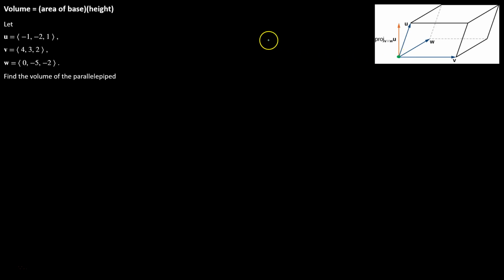And we know that the volume of any 3D figure is just the area of the base times the height. So looking at this figure, we need to find two things. We need to find the area of the base, and we need to find the height. So let's start with the area of the base. We can see that that's just the area between two vectors, and we know how to calculate that area. It's just the magnitude of the cross product.